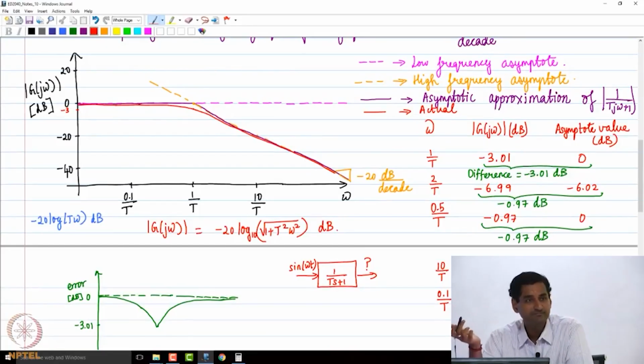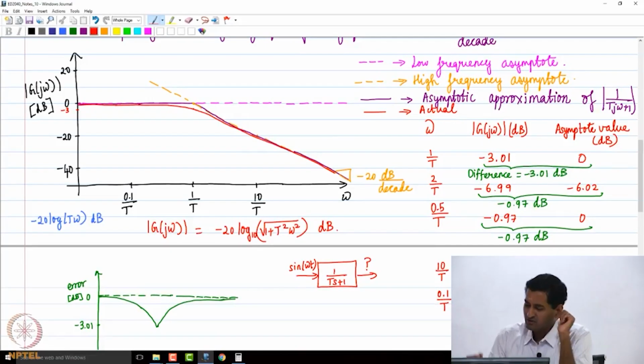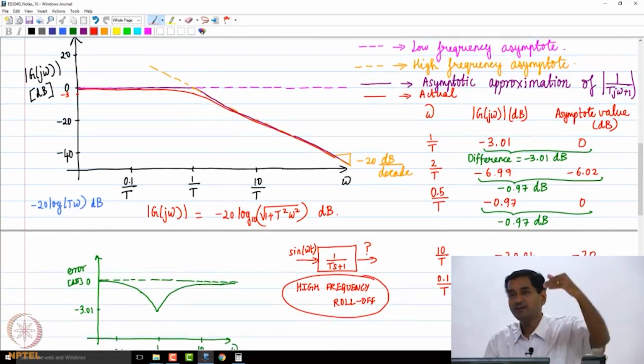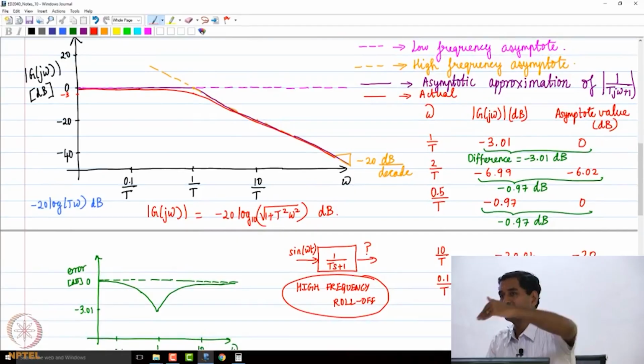what's going to happen? There is going to be an attenuation, and the higher the frequency, the higher is the roll off. So what people call high frequency roll off is just a term which one may encounter in frequency domain analysis. It just indicates at what rate my magnitude curve is dropping at high frequency.